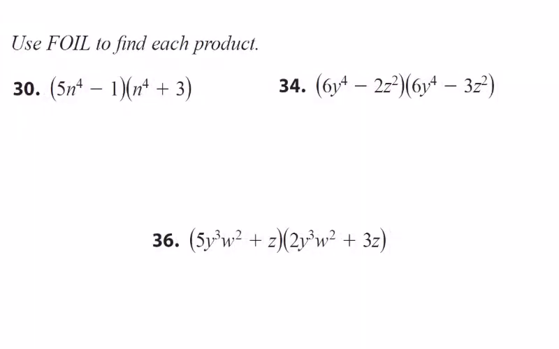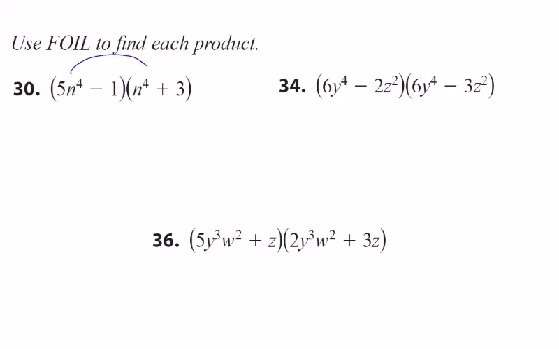All right, here's some more examples. Here we have some higher powers, right? So we have n to the fourth power, we have a couple z squareds. Here we have multiple variables with exponents. So same idea though. First times first, right?